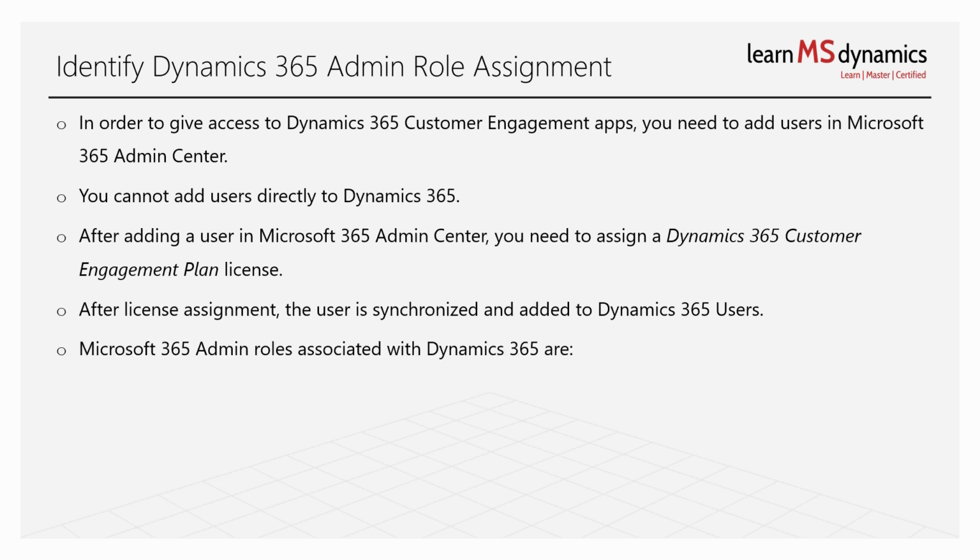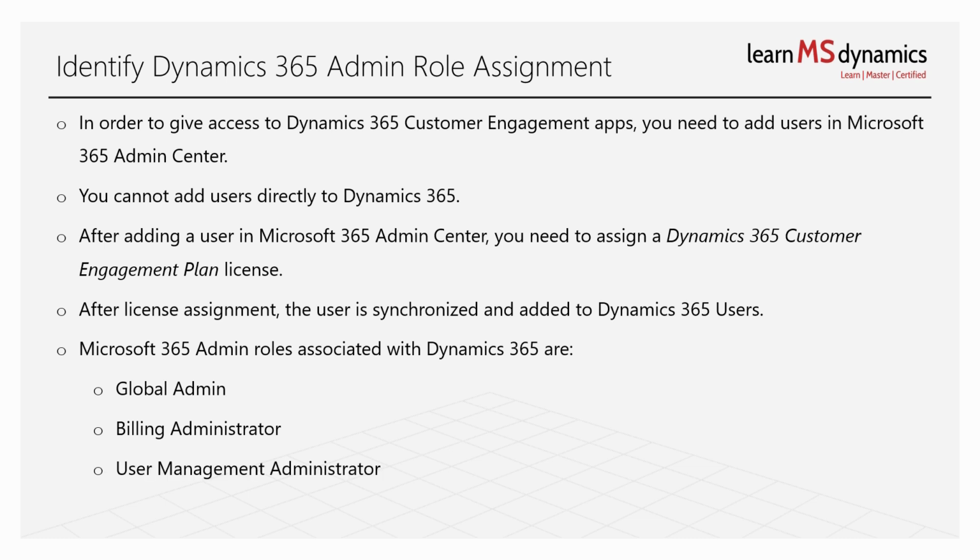There are multiple Microsoft 365 admin roles, but the ones which are associated with Dynamics 365 are: first is a global admin. The person who signs up for Microsoft 365 Admin Center or Dynamics 365 becomes the global admin. The person who has global admin role is the super user. The next one is billing administrator. So a person who has billing administrator role can manage billing, purchases, and also subscriptions.